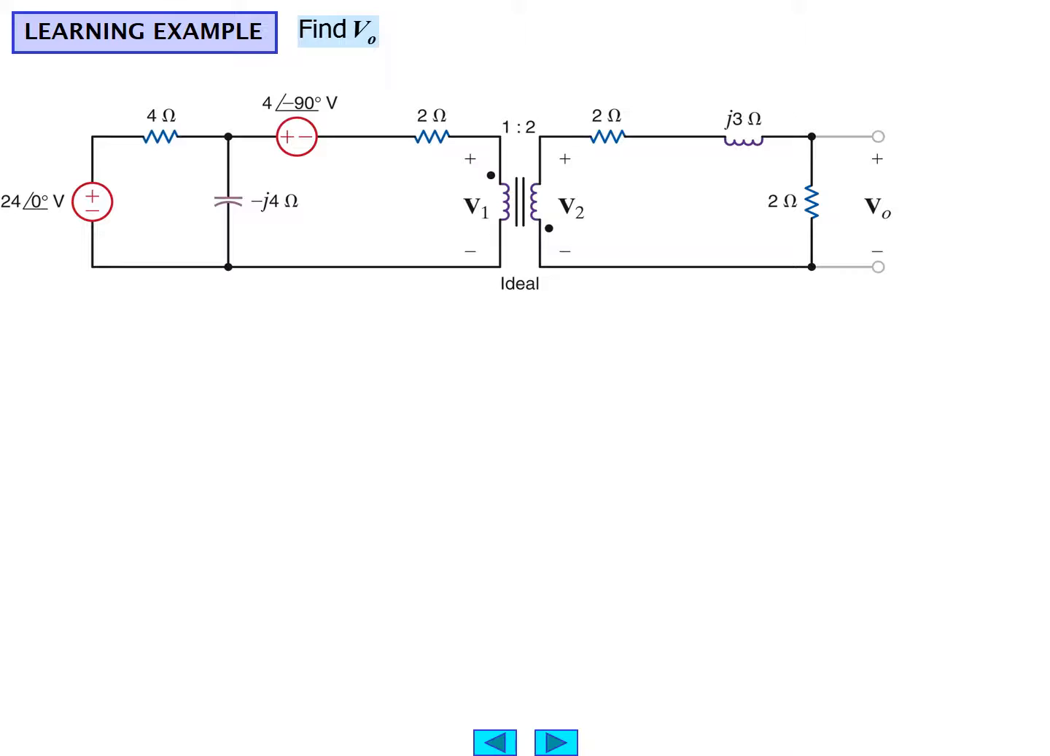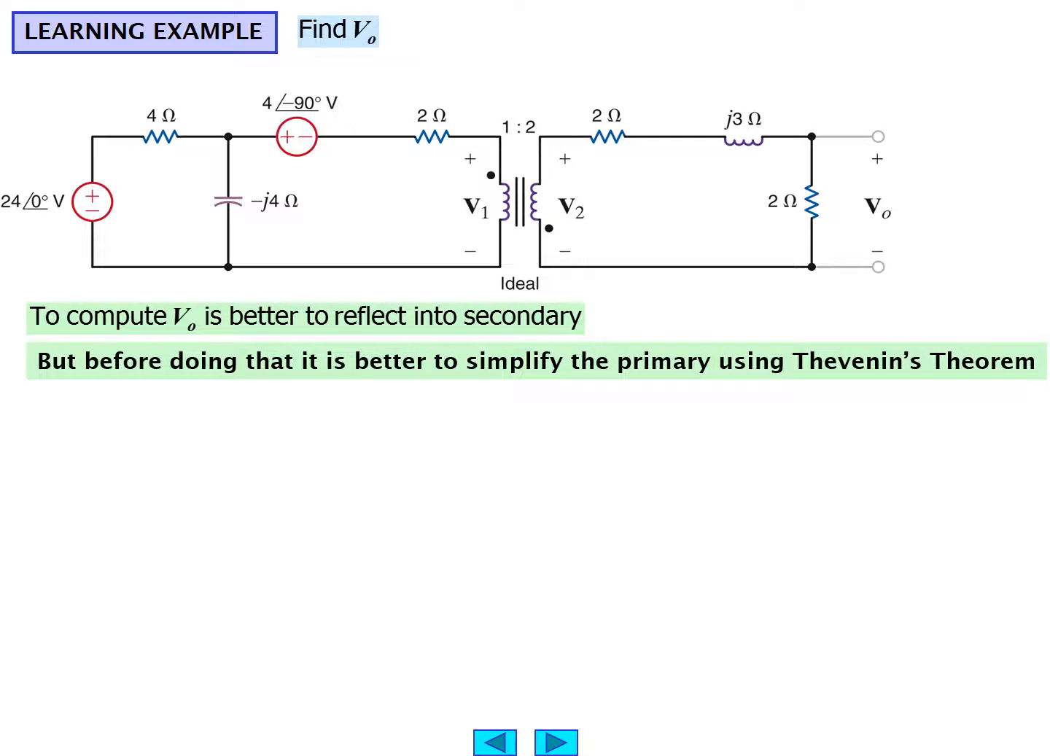And the secondary with the dot on the bottom and V2 is shown with a 2 ohm, a J3 inductive reactance, and a 2 ohm resistor across whose output will be measured as V0. To compute V0, since that's what we want, if we were to reflect the secondary into the primary, V0 would disappear. So it's better then to reflect into the secondary, and that will give us V0 as a maintained parameter that we can solve for. Before doing that, it's probably better to simplify the primary using Thevenin's theorem as a result.